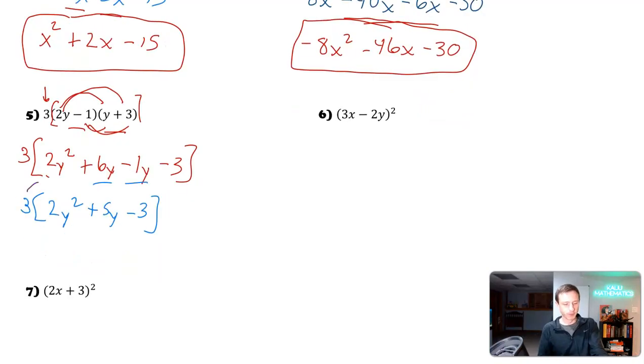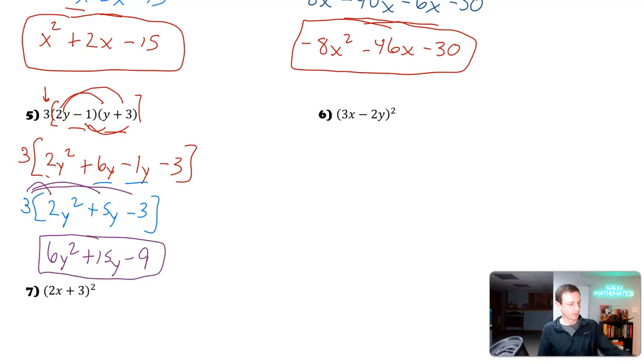And then I'm going to distribute the 3. So 3 times 2, 3 times 5, 3 times negative 3. 3 times 2 is 6y squared. 3 times 5 is 15y. 3 times negative 3 is negative 9. So there's that.